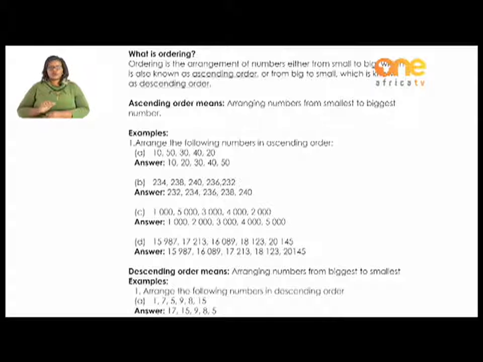Descending means we are arranging numbers from the biggest to the smallest. Our first example is having 1, 7, 5, 9, 8, and 15. So from there, the biggest number will be 15, the second one, 9, 8, 5, then finally go to 1.